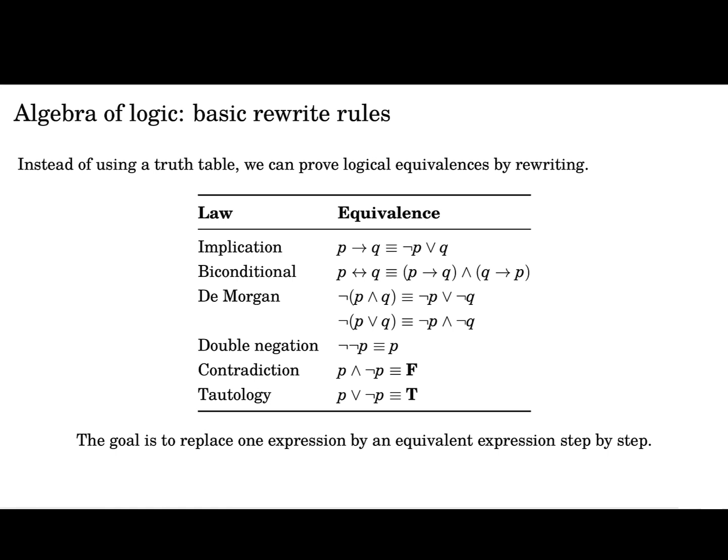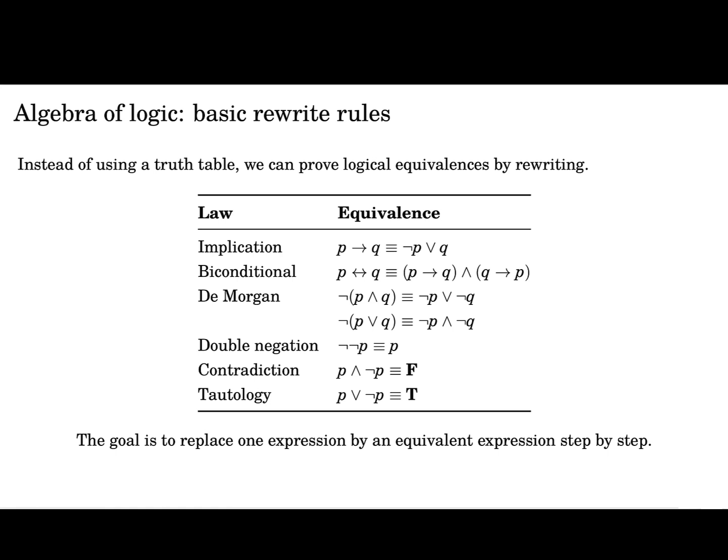Of course, the first idea is that you could sit down and prove each one of these logical rules themselves by using truth tables, and then you can use them to do other proofs, sort of like an algebra of logic. So let's start with the first rule, which is implication.